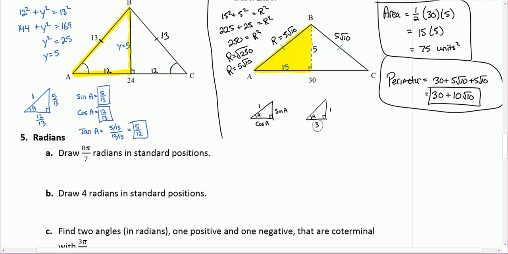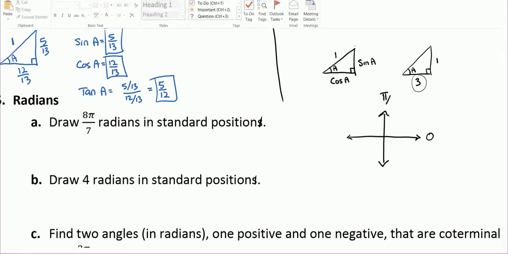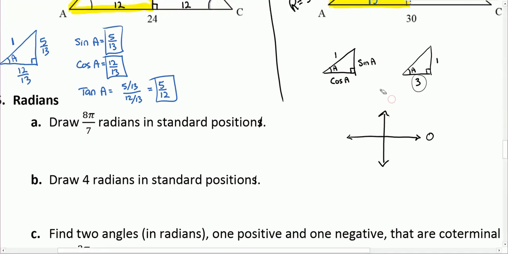Number 5, we are working with radians, and we're first asked to draw 8 pi over 7 radians in standard position. So what we know is that 0 radians, 0 degrees, same spot. 90 degrees is pi over 2 radians. Which is true, but actually we don't even need to do that. We're just going to put 0 and pi radians, and then back to 2 pi radians. Because pi radians, always remember, pi radians is equal to 180 degrees.